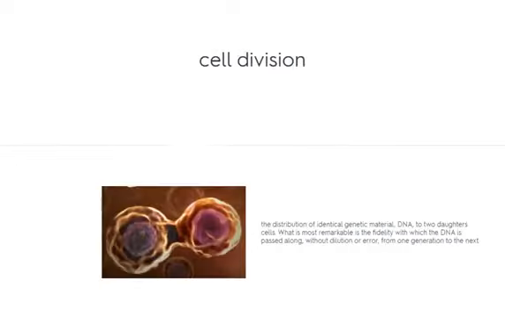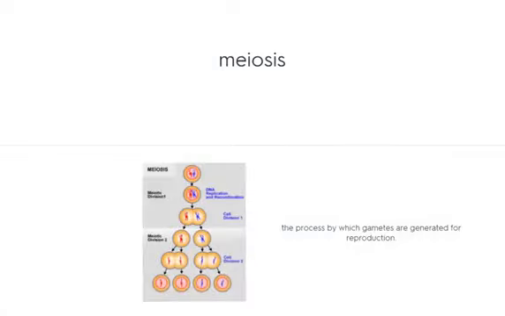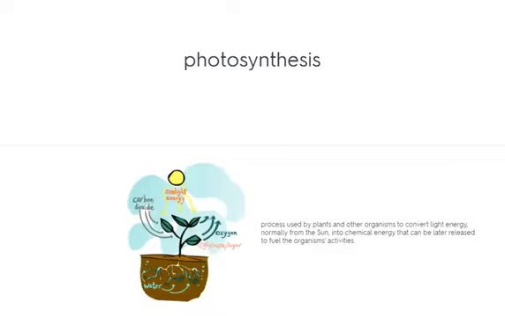Cell division, the distribution of identical genetic material, DNA, to two daughter cells. What is most remarkable is the fidelity with which the DNA is passed along without dilution or error from one generation to the next. Mitosis, the process by which new cells are generated. Meiosis, the process by which gametes are generated for reproduction. Photosynthesis, process used by plants and other organisms to convert light energy, normally from the sun, into chemical energy that can be later released to fuel the organism's activities.